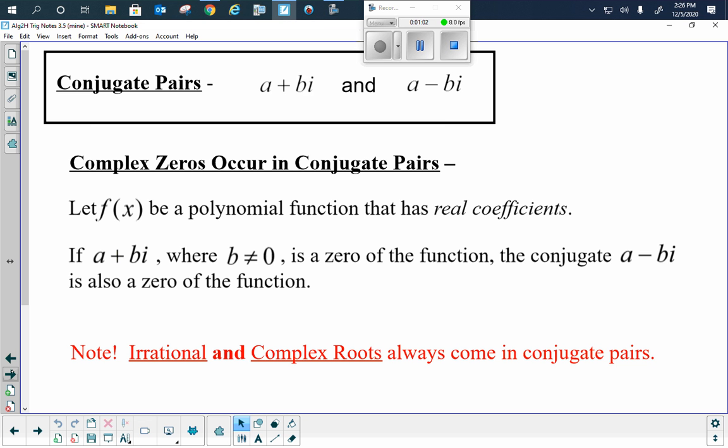Let f of x be a polynomial function that has real coefficients. If a plus bi, where b is not 0, is a 0 of the function, then the conjugate a minus bi is also a 0 of the function. So that note there, again, just reviewing that irrationals and complex roots always come in conjugate pairs. So that's like square root of 7. You also know negative square root of 7. And then the complex ones we just talked about above. A plus bi means also a minus bi.